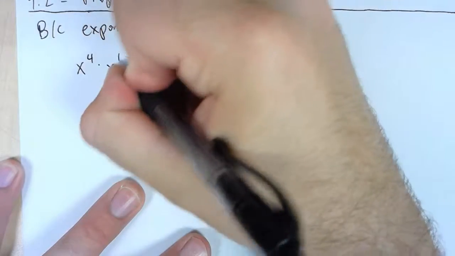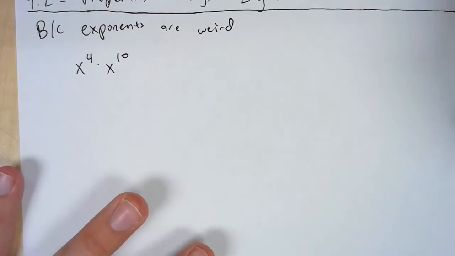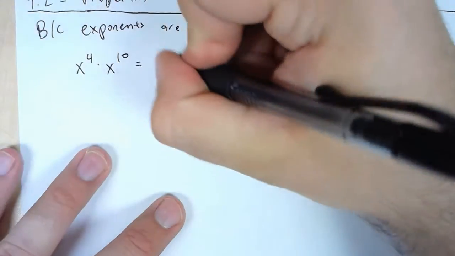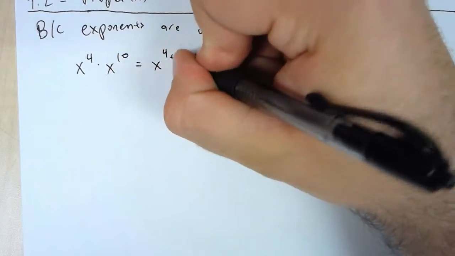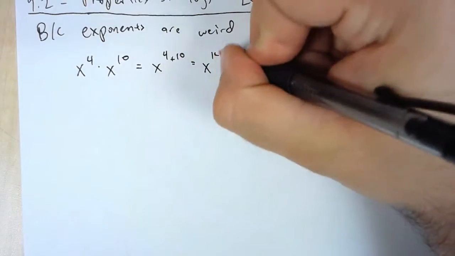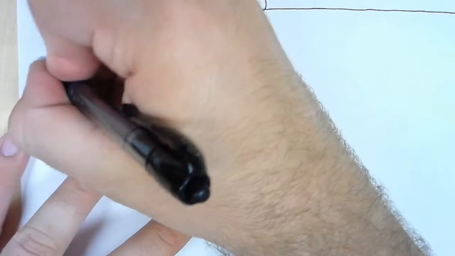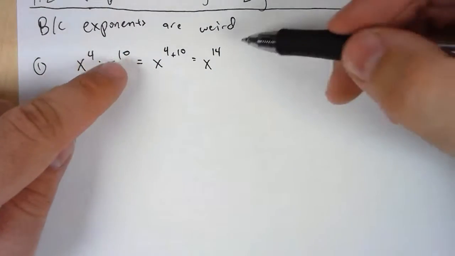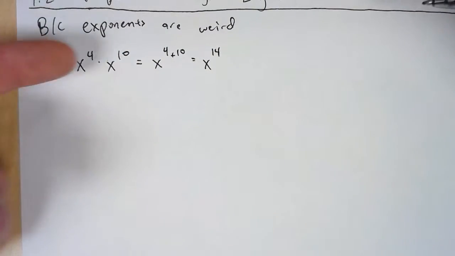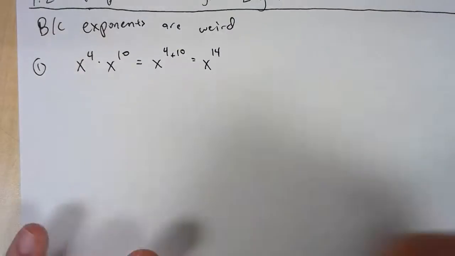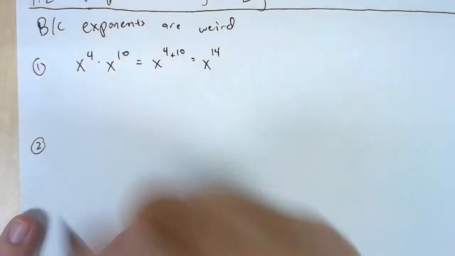If I gave you a problem and I said x to the 4th times x to the 10th, we could write all these out, or the shortcut is to add 4 plus 10. So we get x to the 4 plus 10, which is x to the 14th. So this is example 1 of why these are weird. It's not 4 times 10 to give us 40. For some reason, when we multiply, we add the exponents. So rule number 2, it's weird.